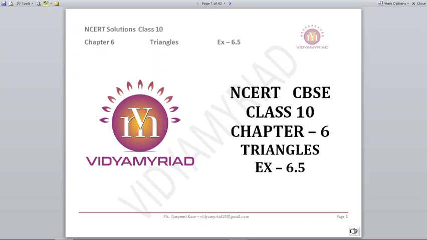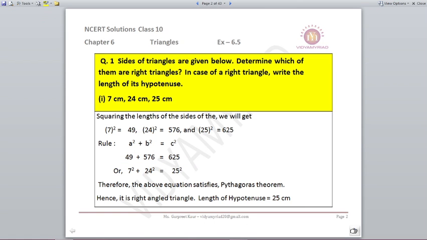This video is made for class 10 on chapter number 6 triangles, and today we are going to do exercise 6.5 from NCERT. Let's begin with question number 1. Here in this question, sides are given to us. We need to check whether these determine the right triangles or not, and if they are forming the right angle triangle, then what will be the length of its hypotenuse.